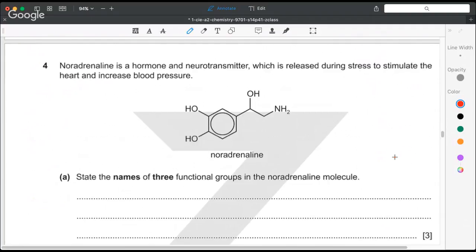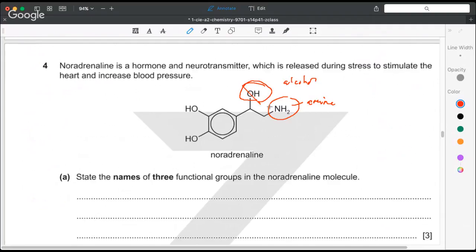They're giving you another organic chemical here that you've probably not met before. Noradrenaline, a neurotransmitter. You've got to name 3 functional groups on there. So I think fairly easy marks again. You've got one functional group here, haven't you? That's an easy one. That's amine. You've got another functional group here, and that's an alcohol.